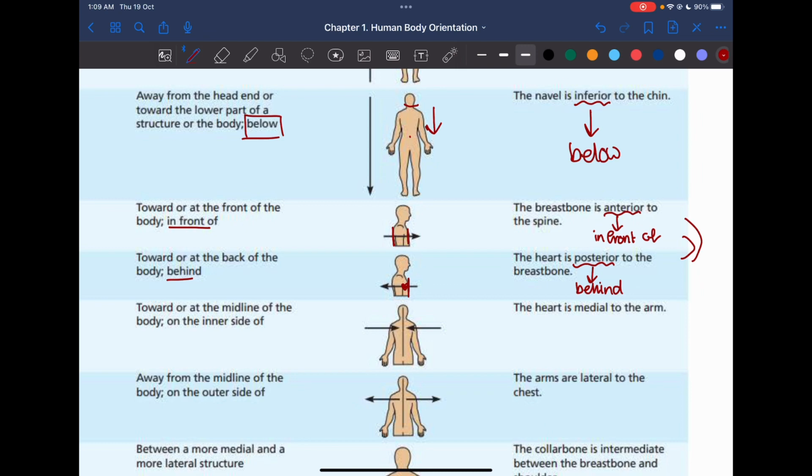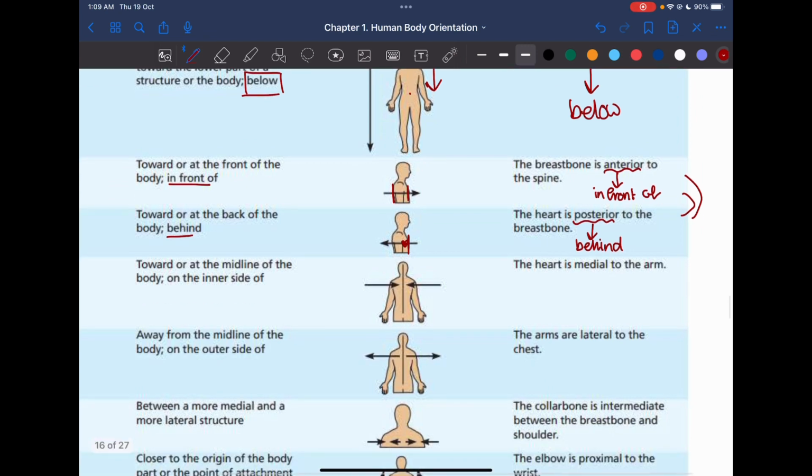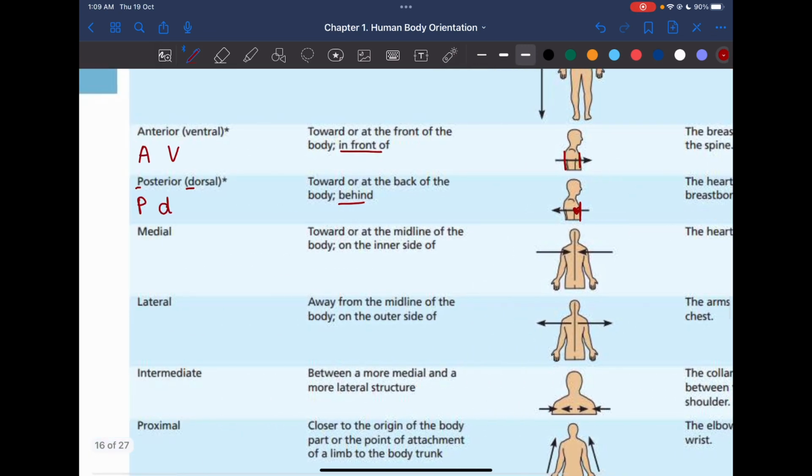Oh, they basically said it. Sorry, guys. They said the same thing. They flipped these. I thought they used different words.